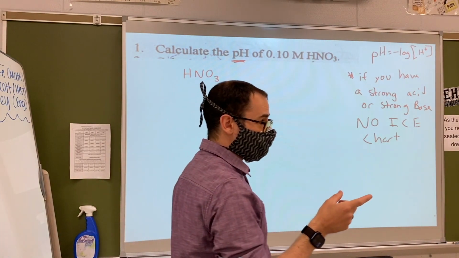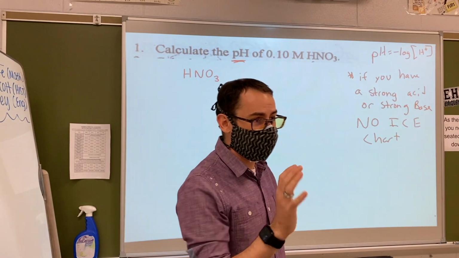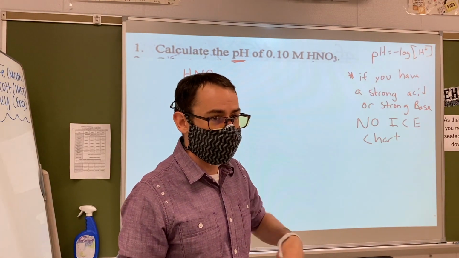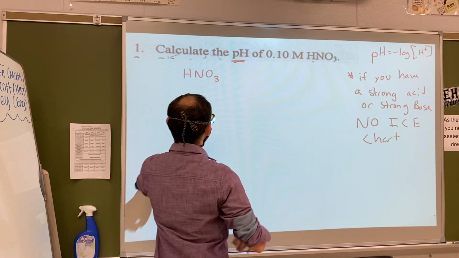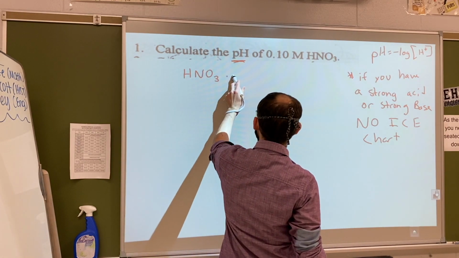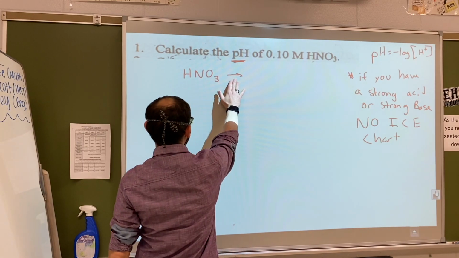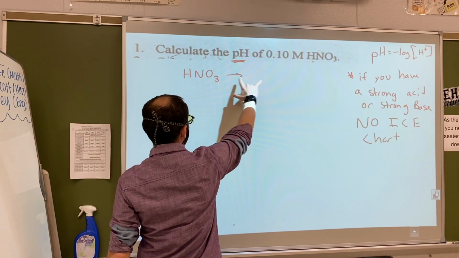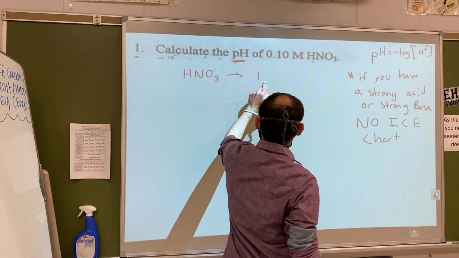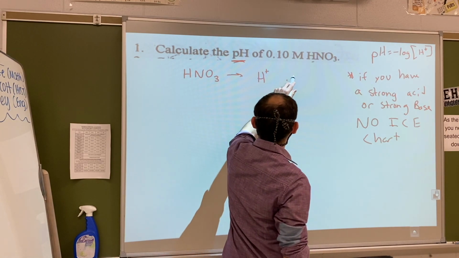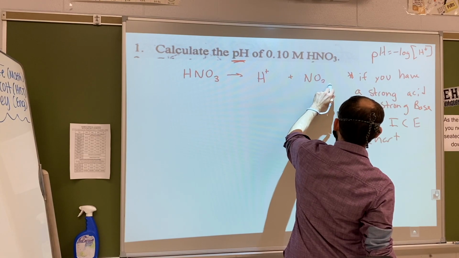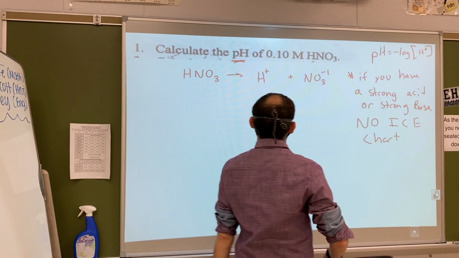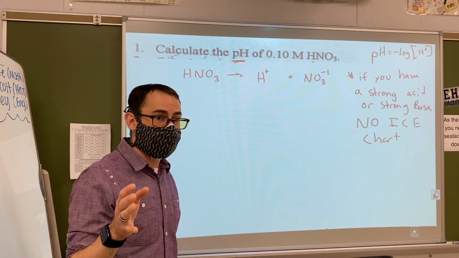The cool thing about this is there's no ice chart needed, which means we don't have to figure out all that stuff. We can actually look at this and say, all right, it's a strong acid. That means there's 1 arrow. So what's this going to break apart into? Well, you guys know because we did this before. It's going to break up into H plus and then NO3. It's just going to dissociate. So that's all we really need to do with this problem is break it apart.